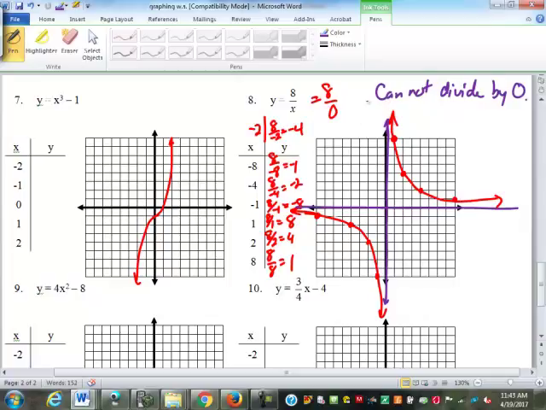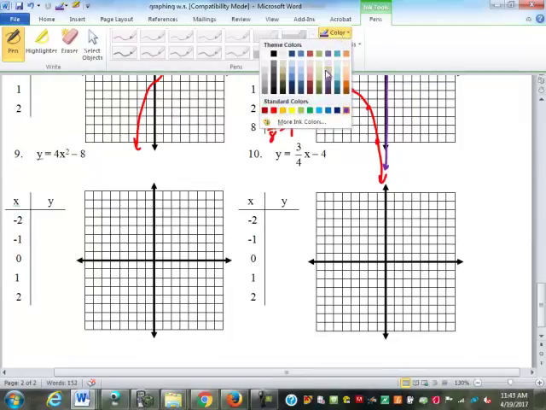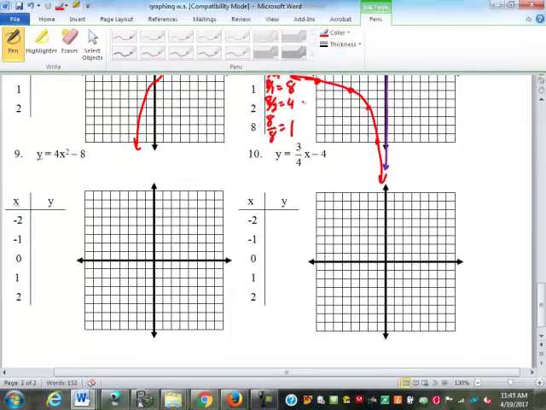I'm going to graph these last two, and I'm going to come back to that notion of not being able to divide by 0 and show you how important that is. Okay, next, y equals 4x squared minus 8 is going to look something like this. So again, that's another parabola. And finally, y equals 3/4 x minus 4 is going to look something like this. So that is a line as well.